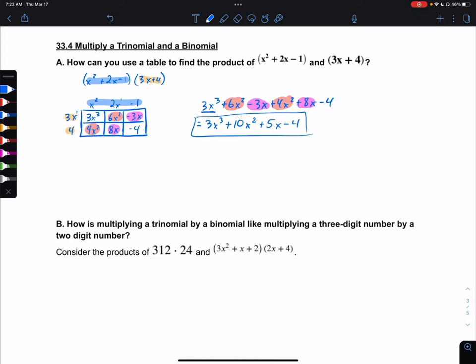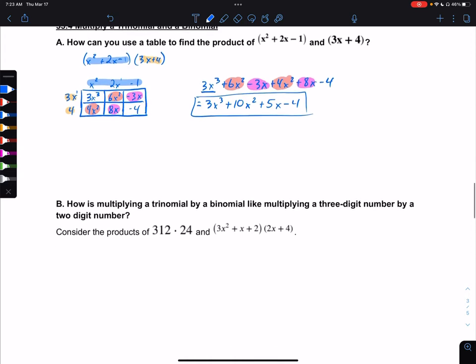Right. So the table method is a pretty useful method. Some students definitely prefer this. It's a very good way to stay organized. Otherwise, you do wind up with a lot of terms, especially when you're multiplying binomials and trinomials or trinomials times trinomials. So you do want to stay organized, and it'll help you avoid simple mistakes.